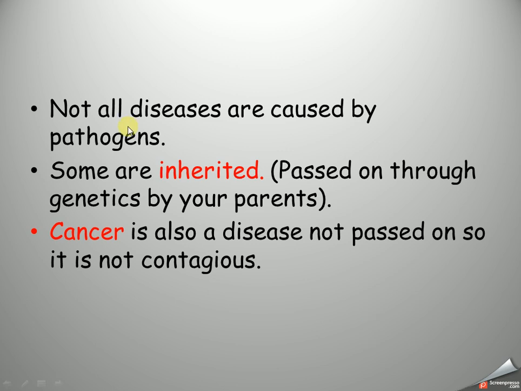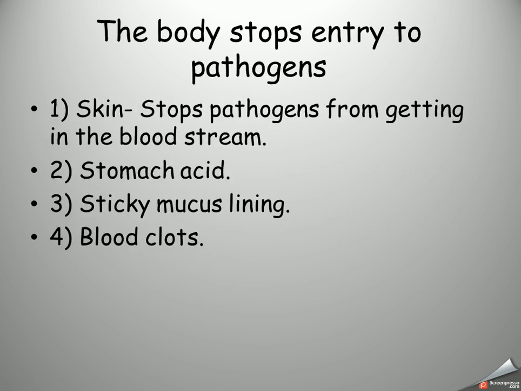Okay, now, the other thing you need to know is not all diseases are caused by pathogens. Some are inherited, and they can be passed on through your genetics from your parents, like, for example, red-green colour blindness or cancer. Now, cancer isn't a disease that can be passed on, so it's not contagious. It's caused by problems in your DNA, okay, caused by mutations, etc.